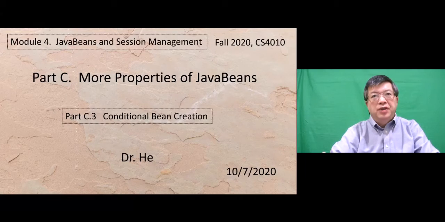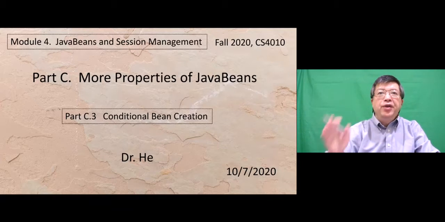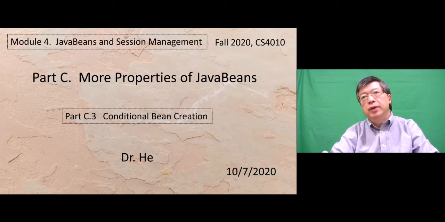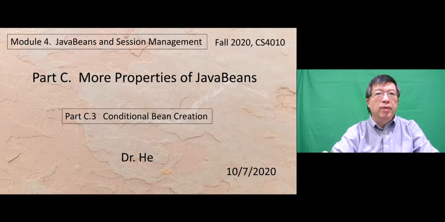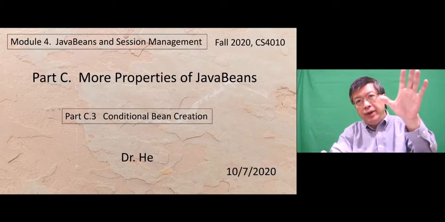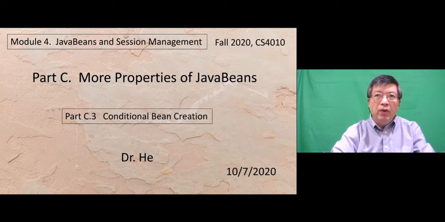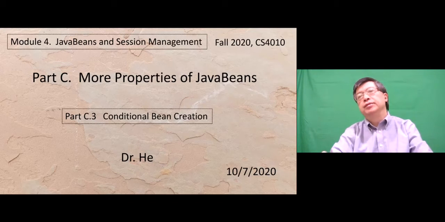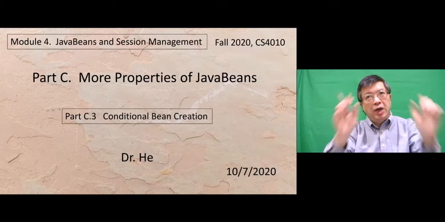This is the last video of Part C, Module 4. C.3, Conditional Bean Creation. This video is very short. We only have one page of slides, and in this short video, I want to talk about two very small topics.